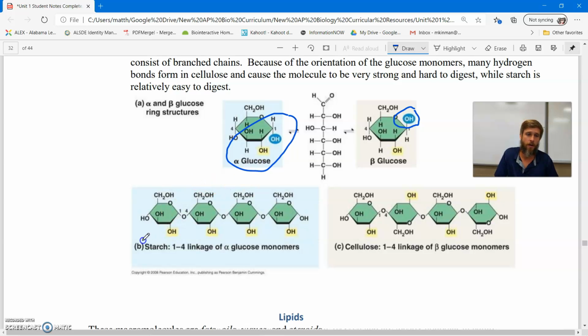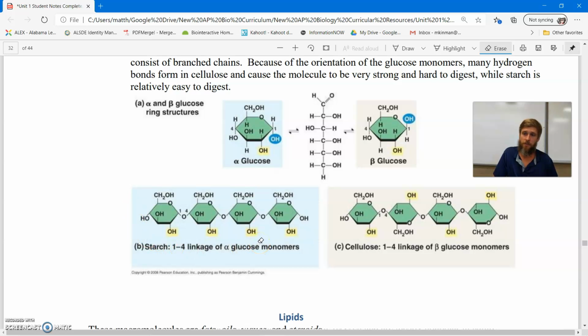So we'll notice down here for B in this diagram, we have a starch. We have a 1 to 4 linkage of alpha glucose monomers. So if we put a lot of alpha glucose monomers together, we get starches. And in here, for this diagram, we have cellulose. We have the 1,4 linkage of beta glucose monomers. So all I really need you to take away from this is that this small change in structure resulted in a major change in the overall structure of the polysaccharide.